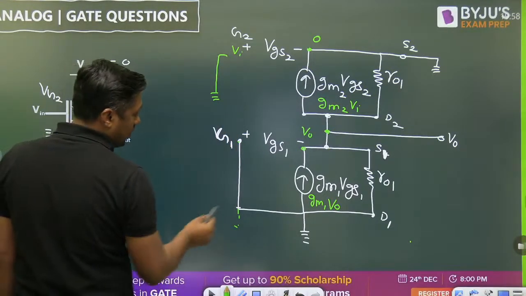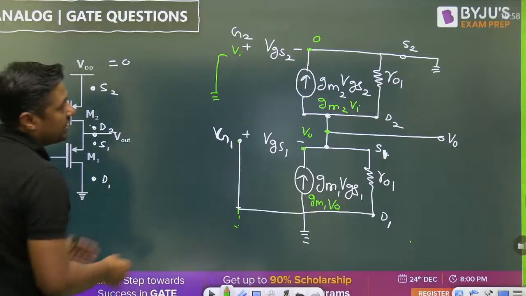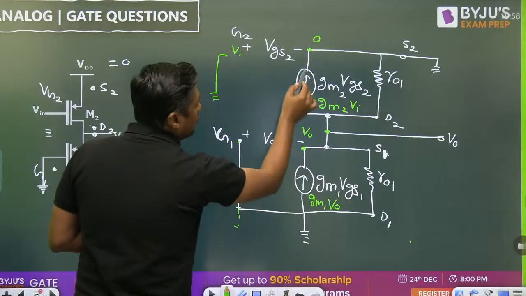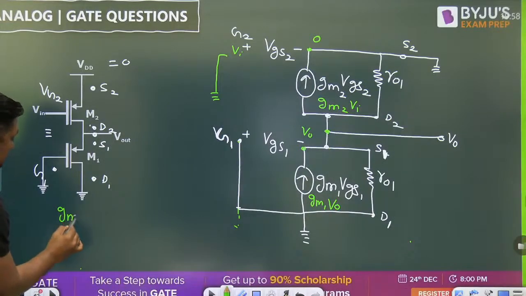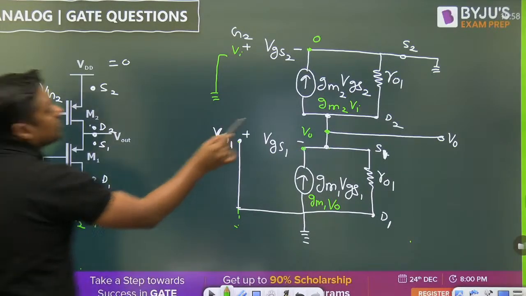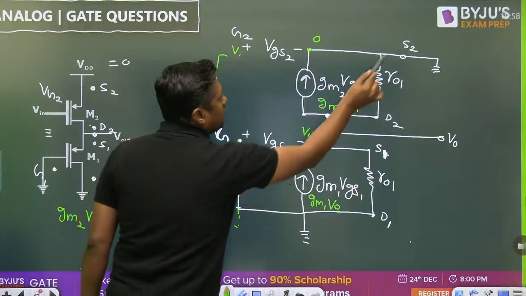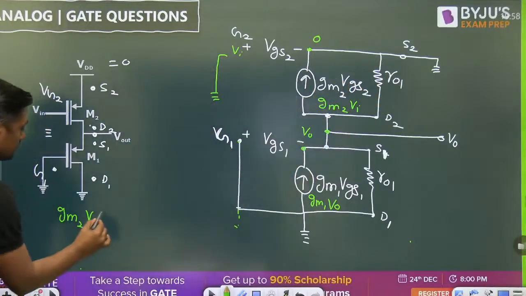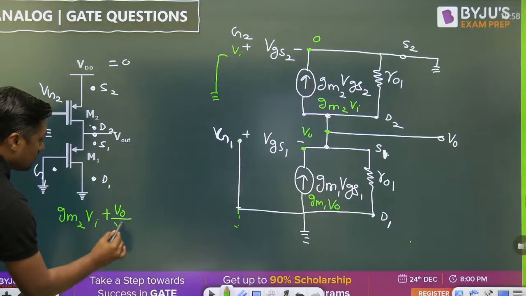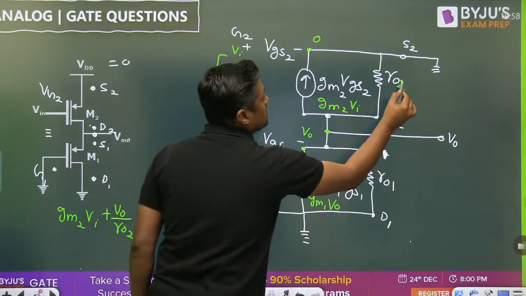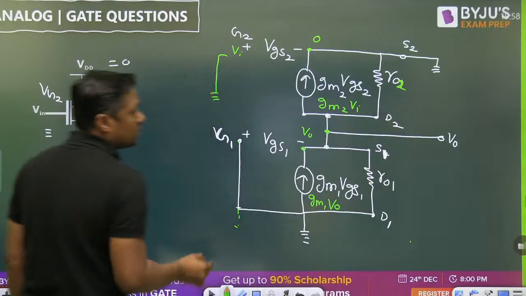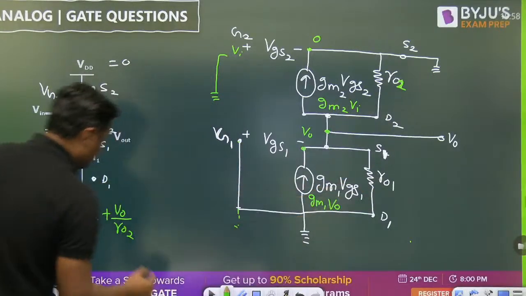Vi is connected to ground. This is connected to ground. Now you can write. What is the outgoing current? gm2 Vi. What is the outgoing current? V0 minus 0 by ro1. Not ro2, this is 2, remember, this is MOSFET number 2, and this is MOSFET number 1. V0 minus 0 by ro1.